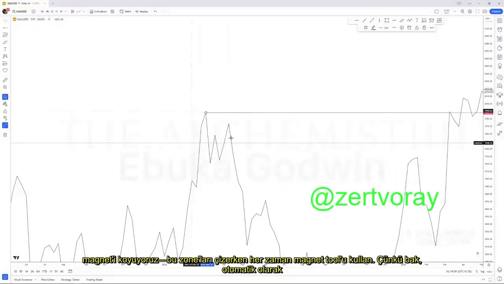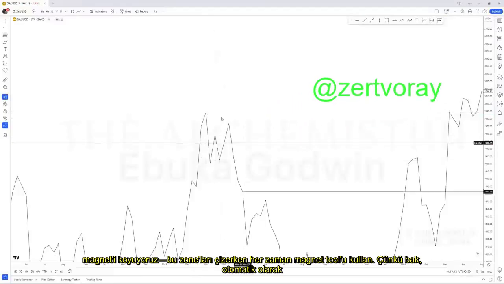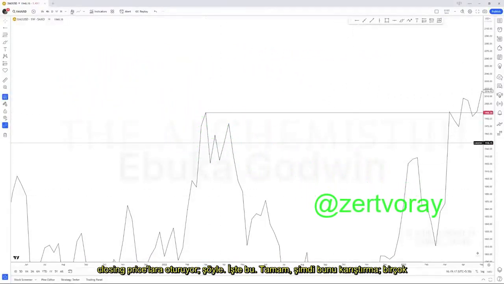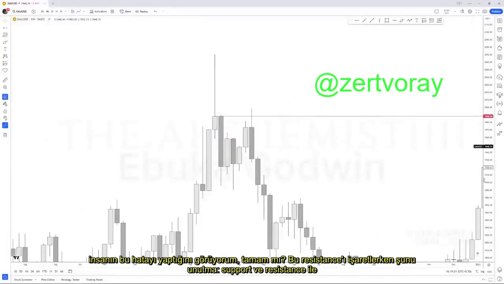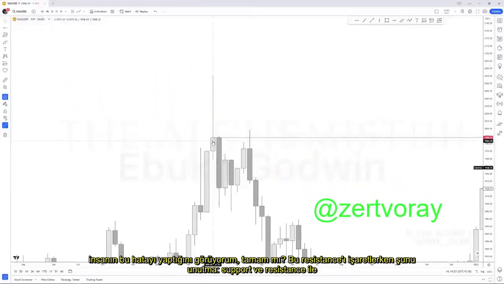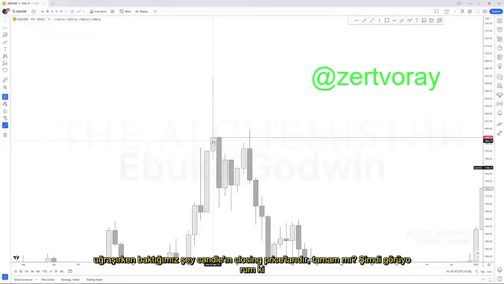We put the magnet tool. Always use the magnet tool when you're drawing these zones. So it just automatically goes into the closing prices like this. So there we go. Okay, now do not confuse this. I see many people making this mistake. Okay, so when you're marking out this resistance, remember when we're dealing with support and resistance, what we deal with is closing prices of candles.